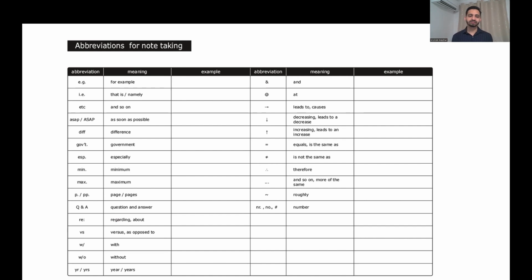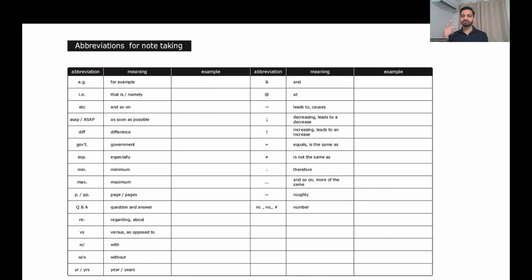ESP, especially. Min, minimum. Max, maximum. P for pages, or PP for pages. Q&A for question and answer. Re for regarding or about. Versus, VS, or as opposed to. W/ with, W/O without. Okay. Years, we can use YR or YRS, years.